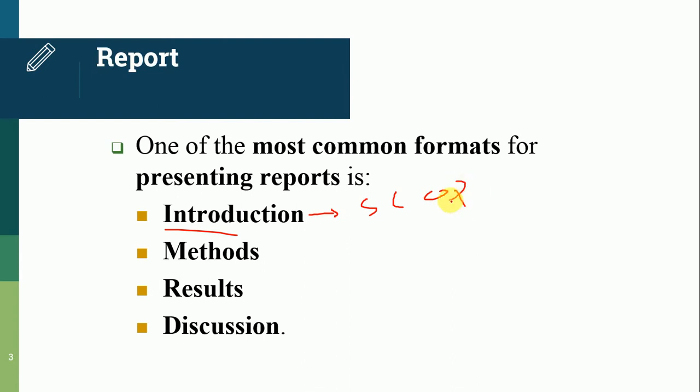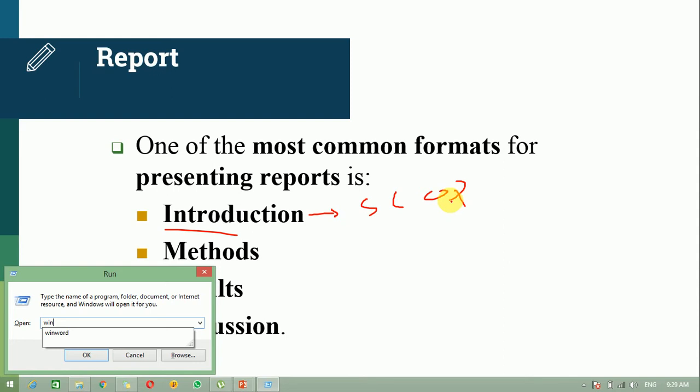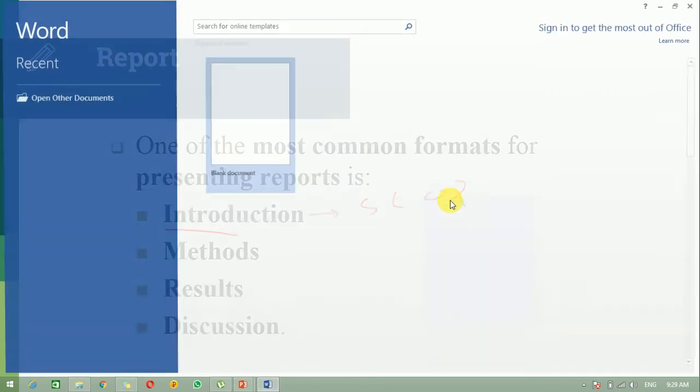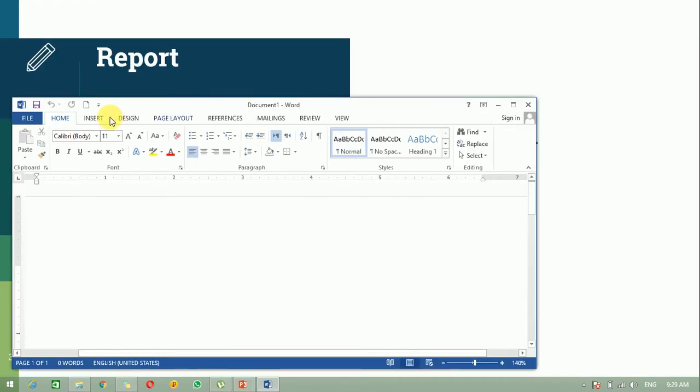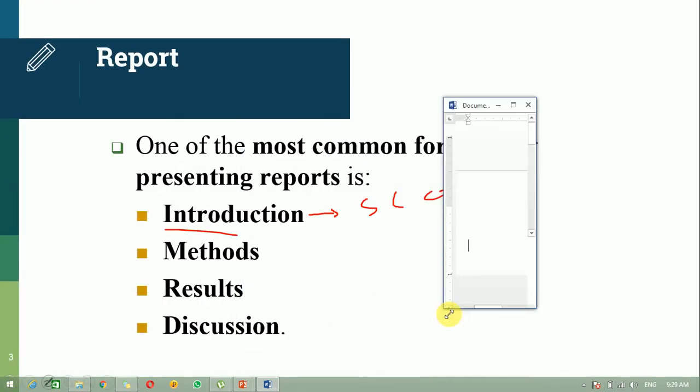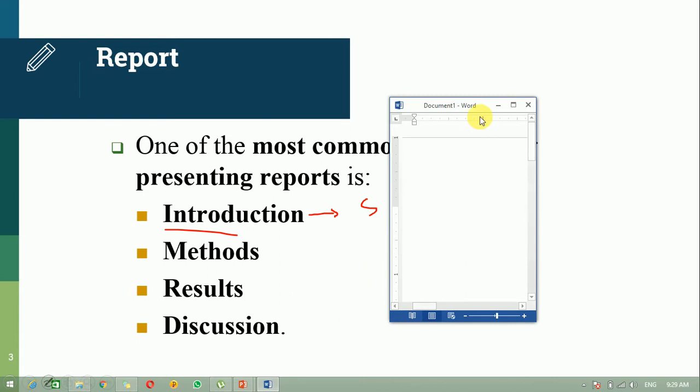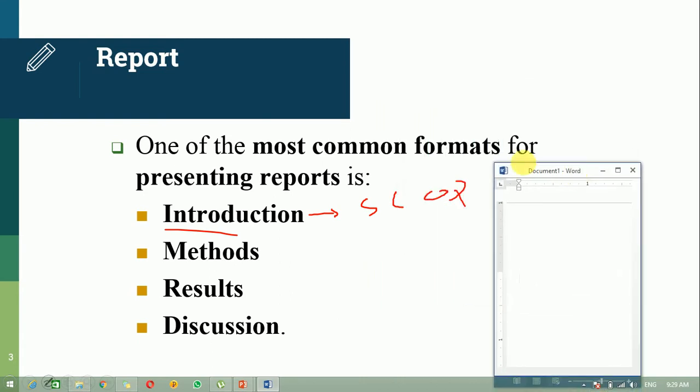Let me just go to the Word file so you can see the words. What do we do in the introductory part? In the introduction, first we write the scope. Scope means what has been covered here. What does our report cover? We write the scope in the introduction.